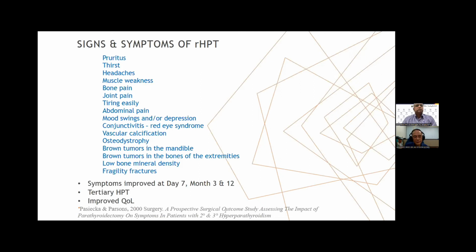So Pasika and all that, I showed you this slide earlier. She actually did a study, and the symptoms improved at day 7, at the 3rd month, and the 12th month for tertiary hyperparathyroidism, in terms of improved quality of life and improvement of all these symptoms. In fact, we have a study ongoing looking at the quality of life improvement in our parathyroid patients. Unfortunately, because of COVID, the study has been delayed. It's probably going to finish later this year. And preliminary results show the same thing, that the patients show improved quality of life.